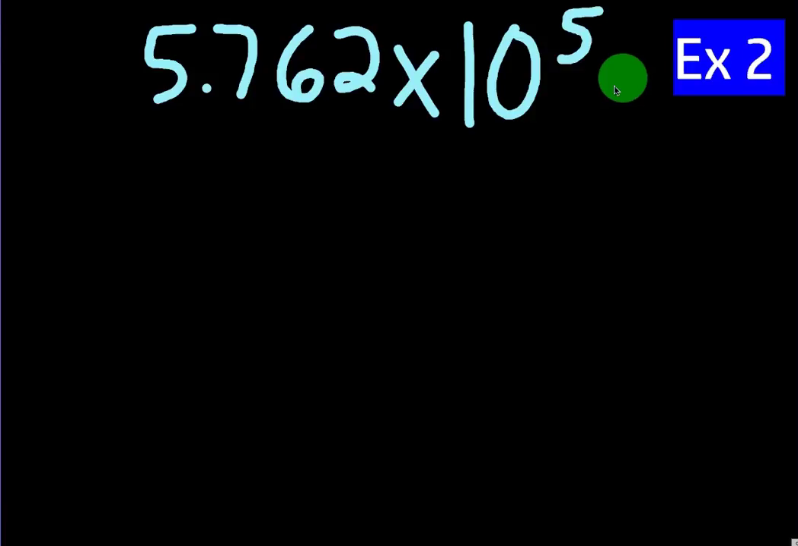Alright, for the next example we have 5.762 times 10 to the 5th. And again, we want to take this scientific number and convert it back to standard or a decimal number. We're going to follow exactly the same steps we did before, so let's take a look.